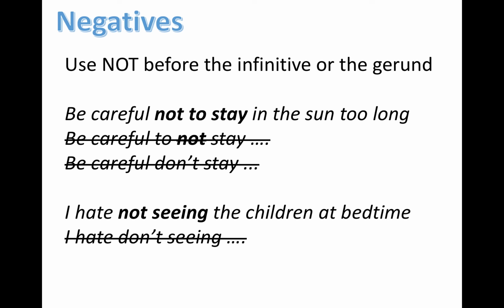When we negate, when we want to say no before one of those verb patterns, either infinitive or ing, we obviously are not going to use an auxiliary verb. What we're going to use is not. And we put not before the verb in infinitive or before the verb in gerund. So be careful with using not between to and the infinitive. Be careful not to stay is correct. Be careful to not stay is wrong. And again, the same with the gerund. I hate not seeing. Obviously, I hate don't sing is wrong, because don't is an auxiliary which is not needed here.